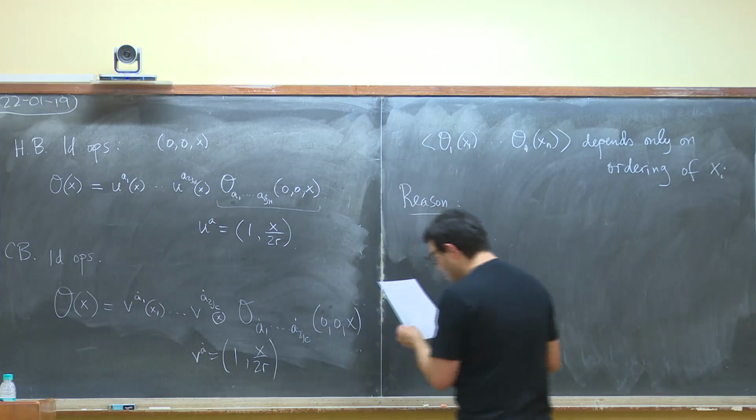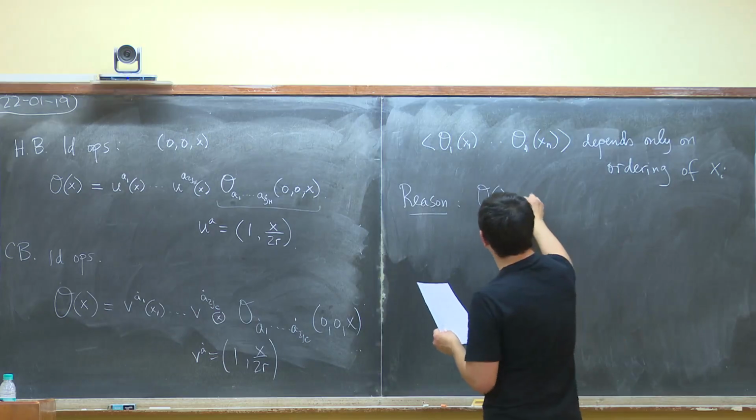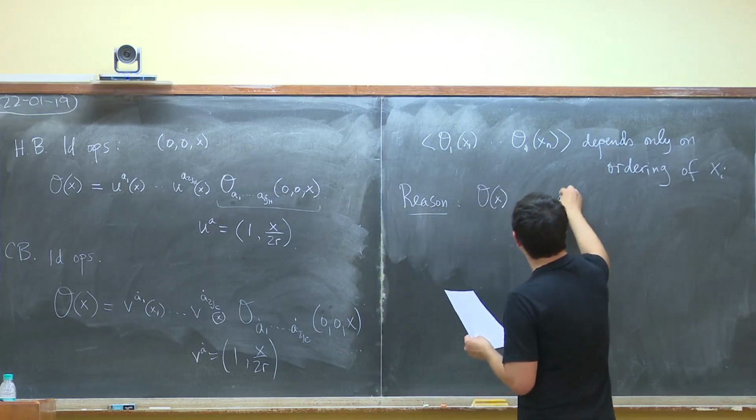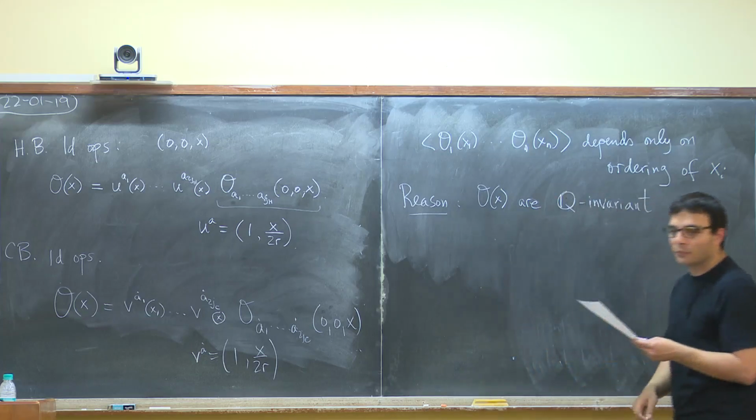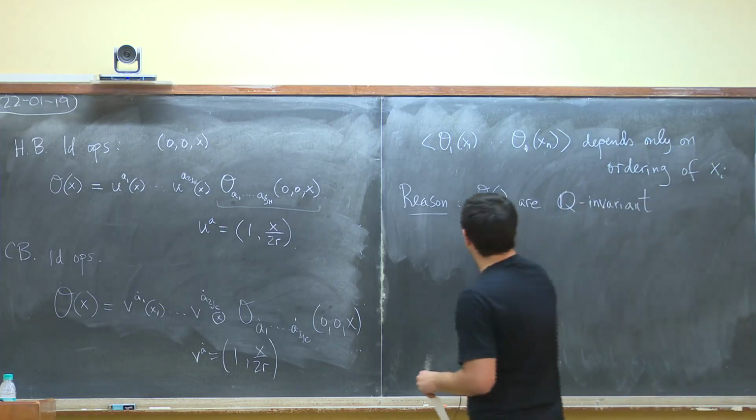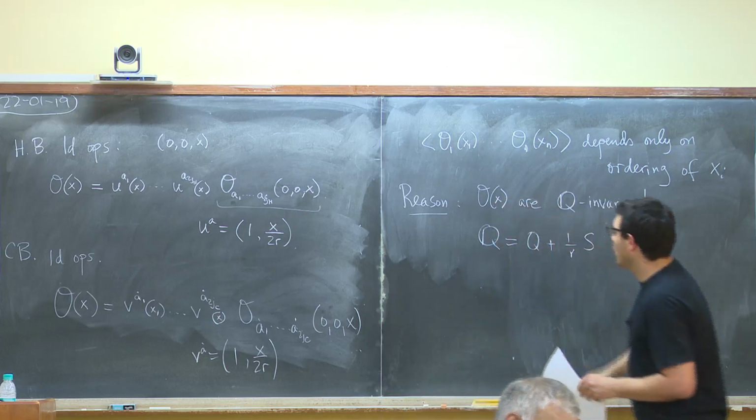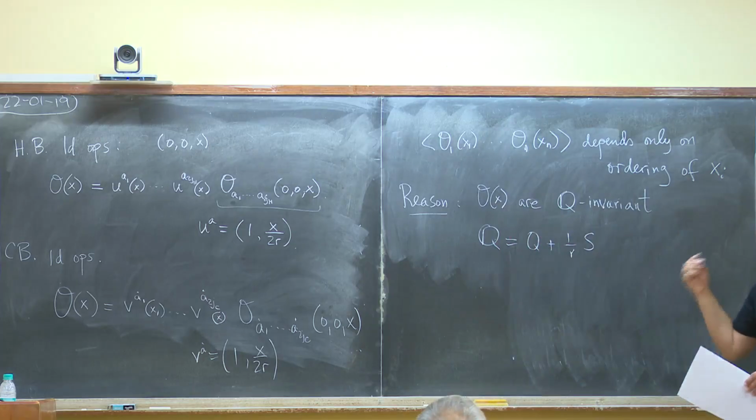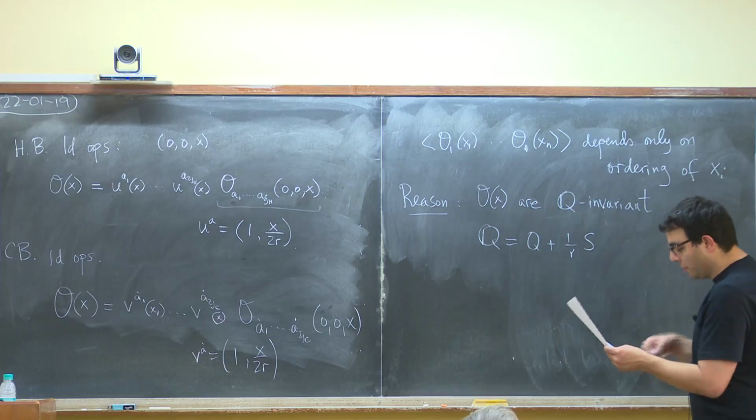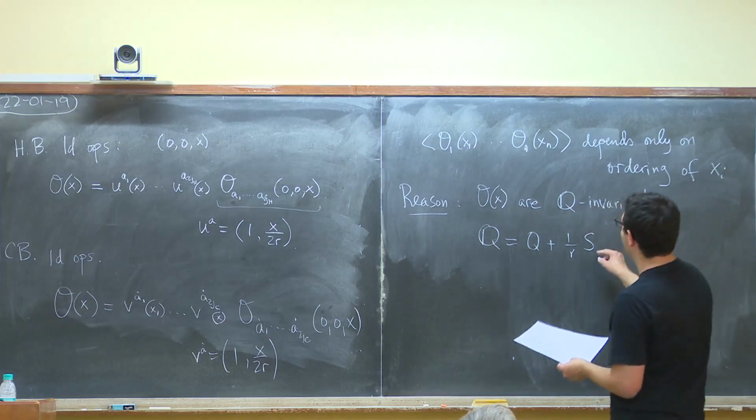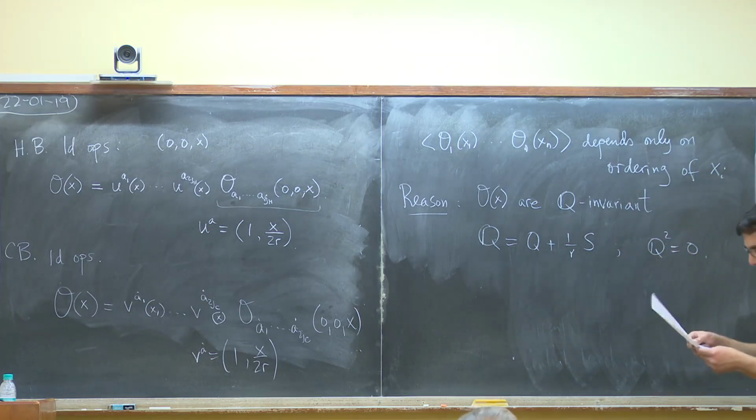the conceptual reason, is that these operators O of x are invariant under some supercharge that I'll denote by Q. This supercharge is schematically of the form Q plus 1 over R times S, where Q is a particular Poincare supercharge and S is a particular superconformal charge. And furthermore, Q squared is 0, so they're in the cohomology of this supercharge.